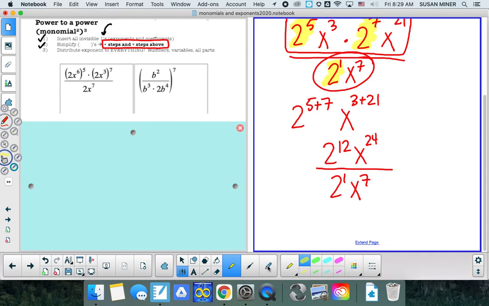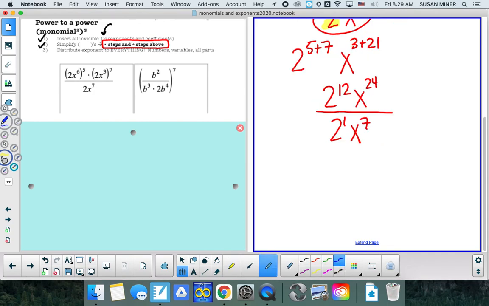And then the last thing that I'm going to do is use my rules of division to divide these two parts. So remember, my rules of division say I find a matching base and then I subtract the exponents. Wherever there's more exponents, that's where my base is going to end up. So I did 2 in the top because there were more exponents in the top, and then I took 12 minus 1. That gave me the 11.